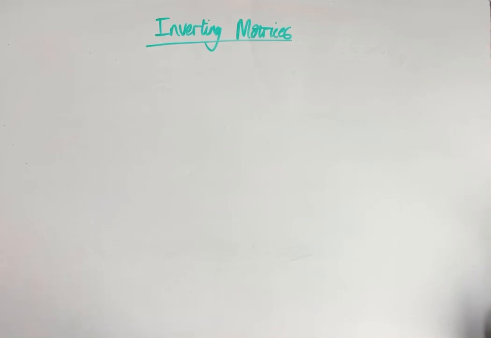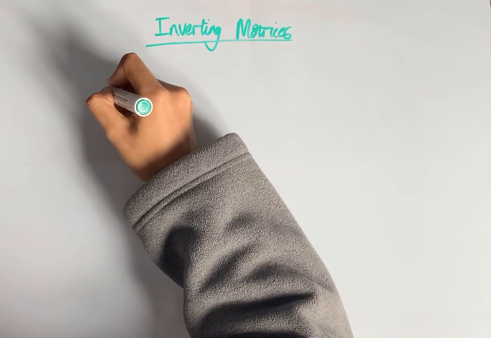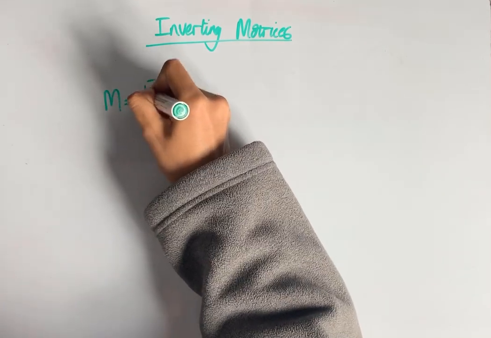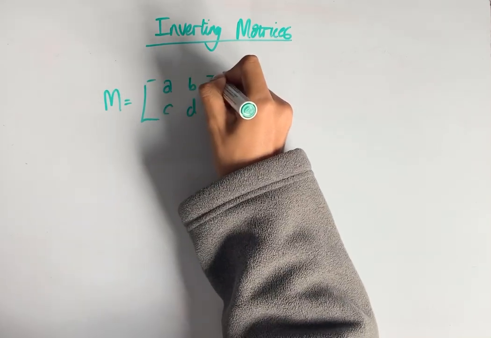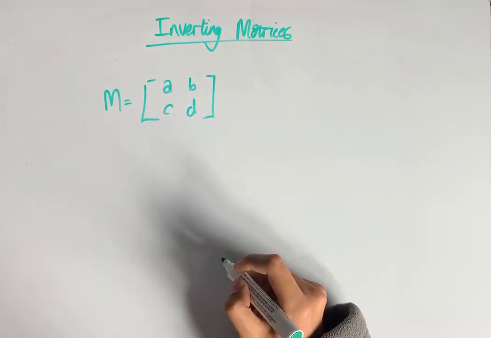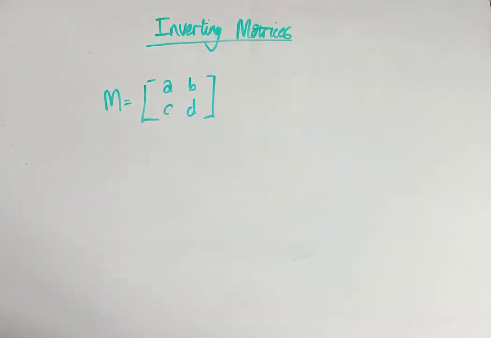Hi, today I'm going to be explaining how to invert first a 2x2 matrix and then a 3x3 matrix. Inverting a 2x2 matrix is relatively simple compared to a 3x3, involving fewer and easier steps. Given a matrix M equals A, B, C, and D, to find the inverse, first we must find something called the determinant of the matrix.